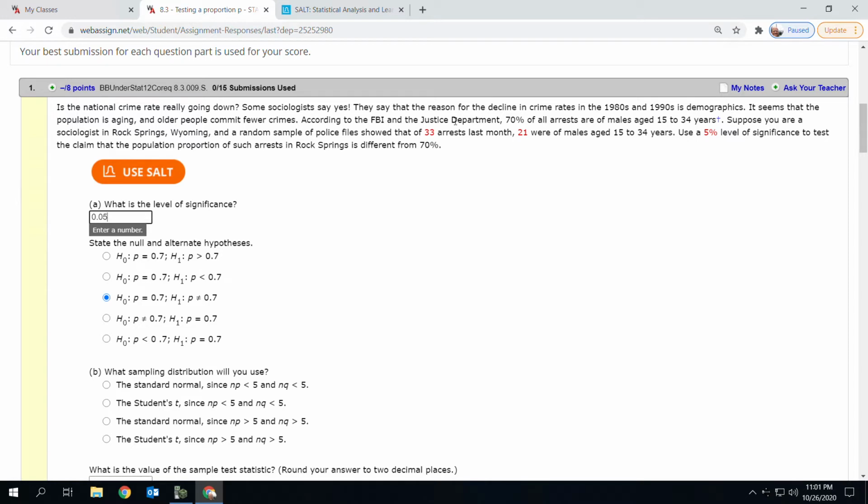According to the FBI and the Justice Department, 70% of all arrests are of males aged 15 to 34. So the null hypothesis is going to agree with that data, and that's going to give us one of these first three hypotheses. Because we're asked to investigate whether our collection of data is different, we go ahead and select the not equal to.